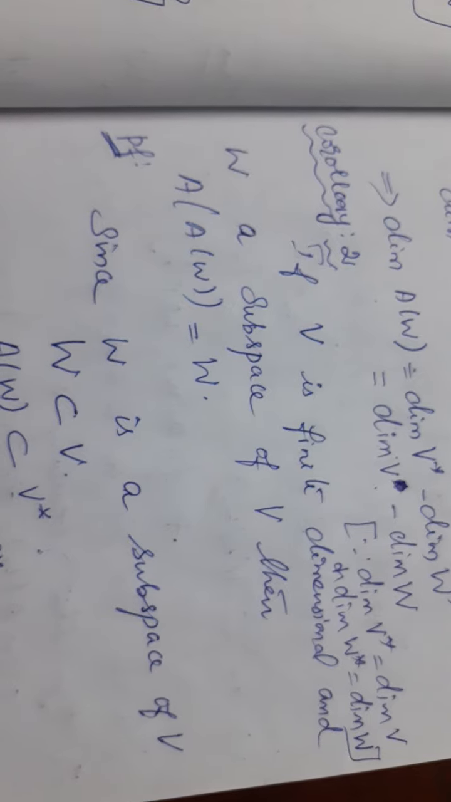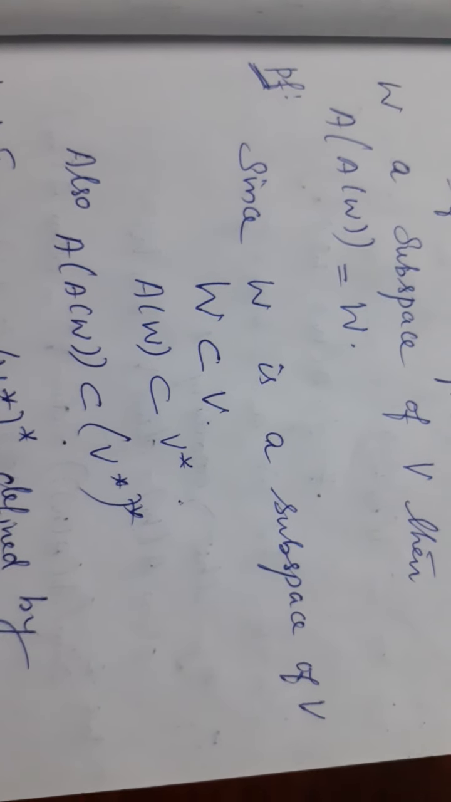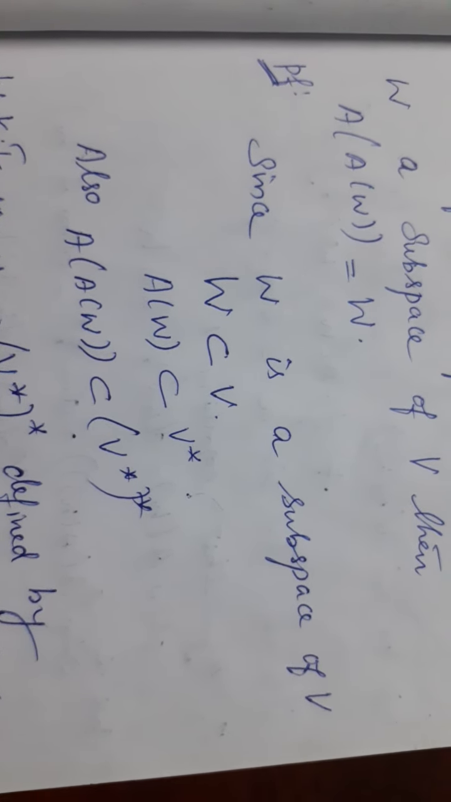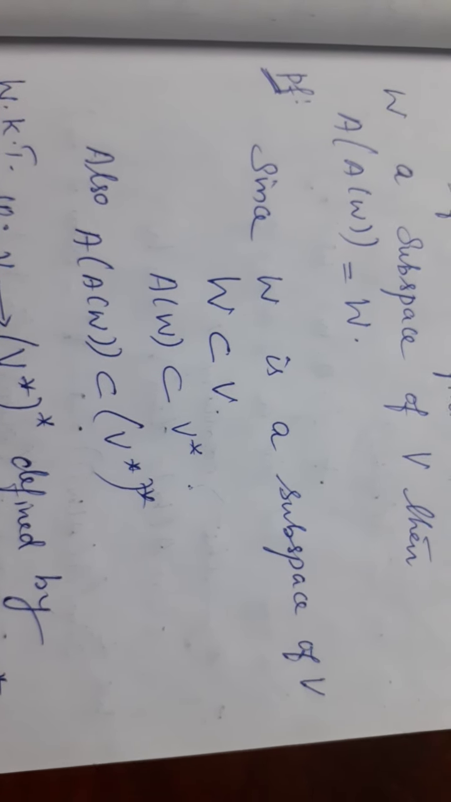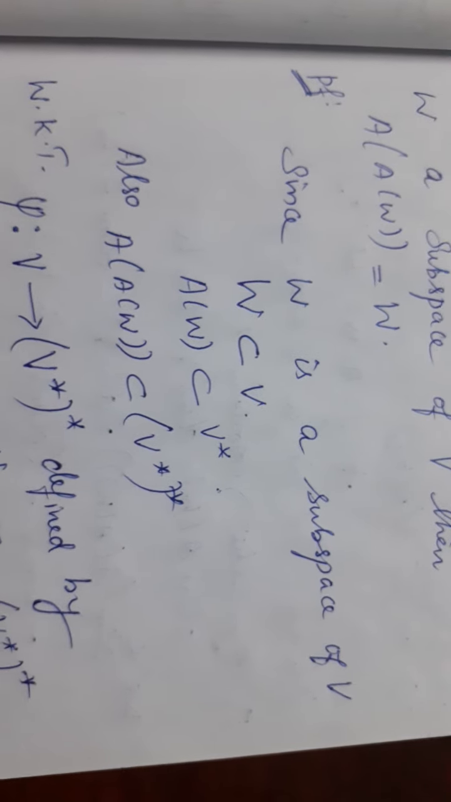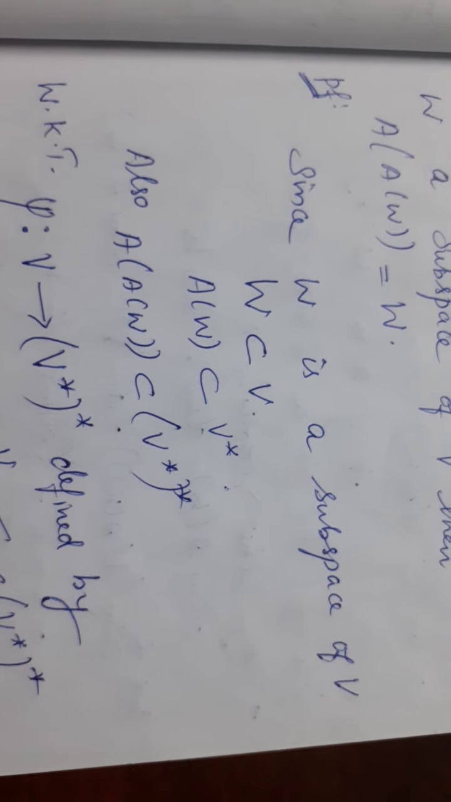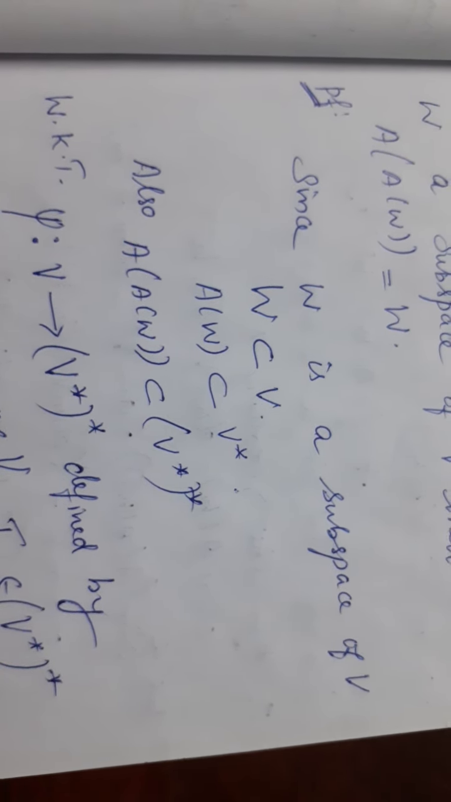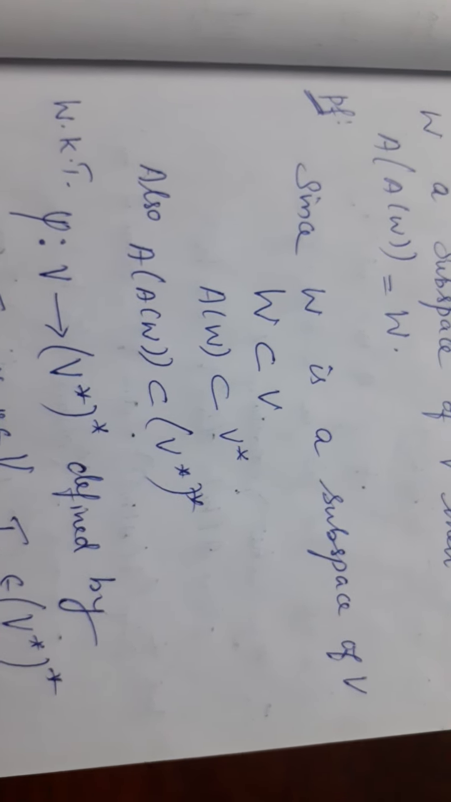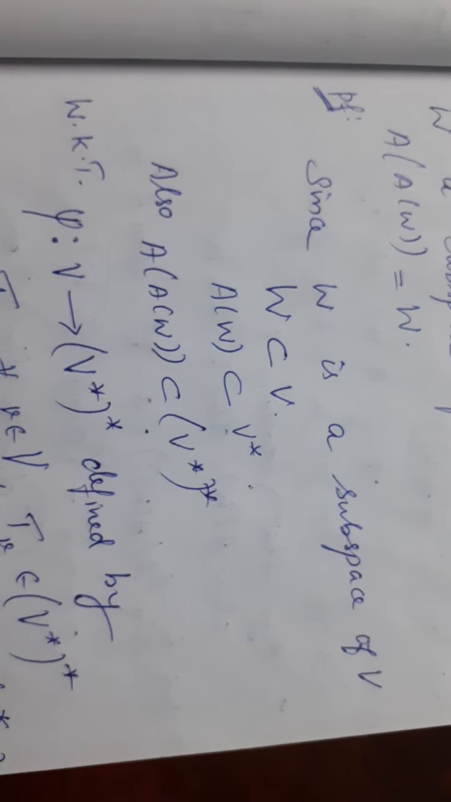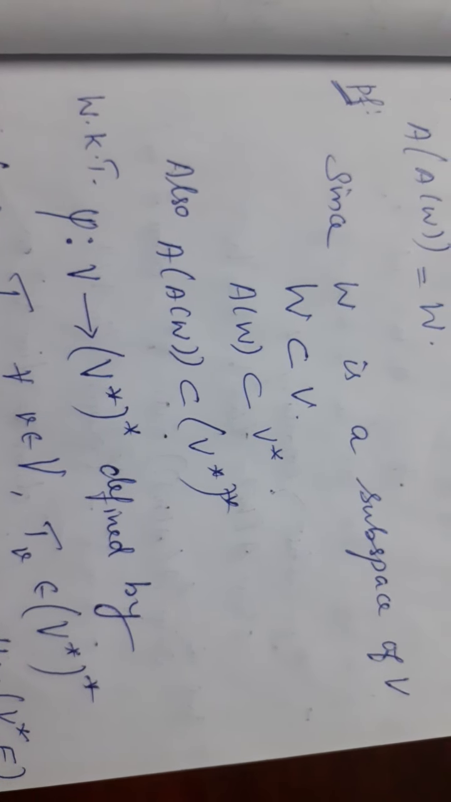For proving this corollary, what we are going to take is, W is a subspace. Since already it is given, no, W is a subspace of V. W is a subspace means it is a subset of V. Therefore, A of W is a subset of V star. Taking annihilator on both sides, that is A of W is a subset of, here the first one is V star. So for that again we have to take one star, that is V star the whole star, the dual of the dual set.